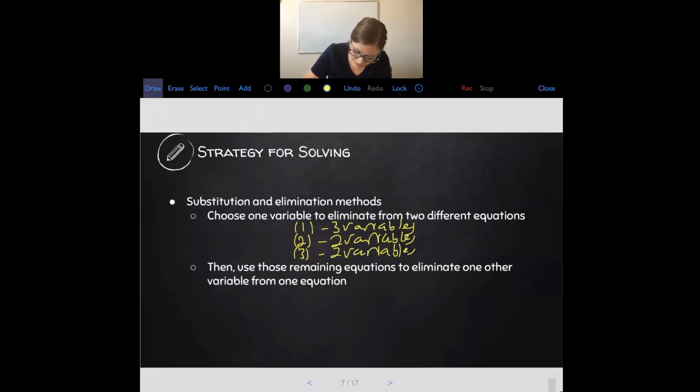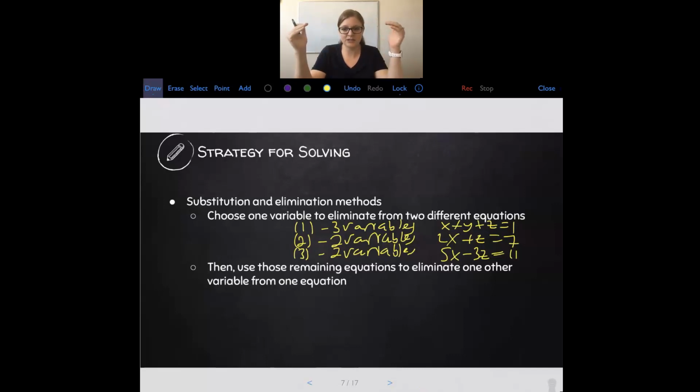So for instance, what this could look like would be x plus y plus z equals 1, x plus 2x plus z is equal to 7, and let's say 5x minus 3z is equal to 11. So something like this, where you have one equation that has three variables, and two equations have the same variable that's been eliminated.